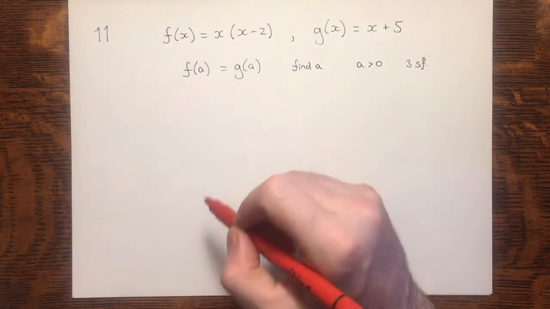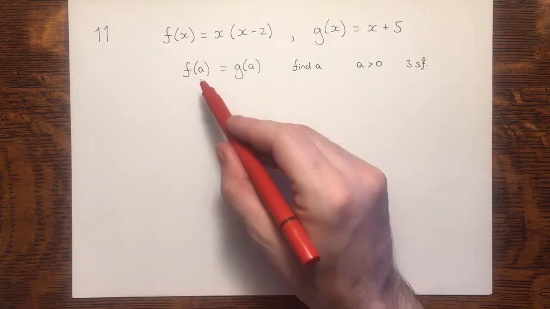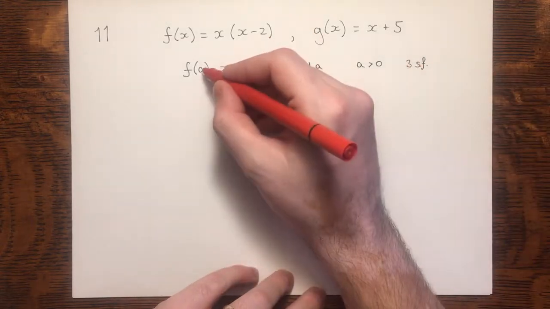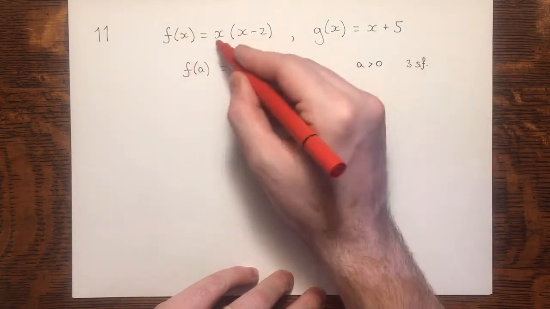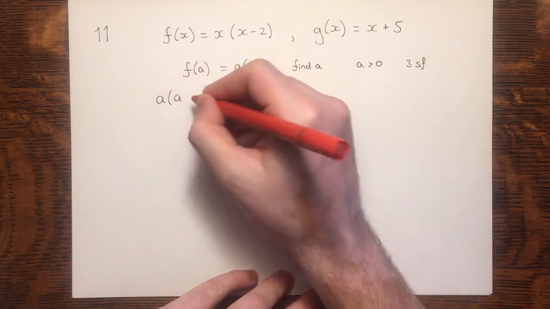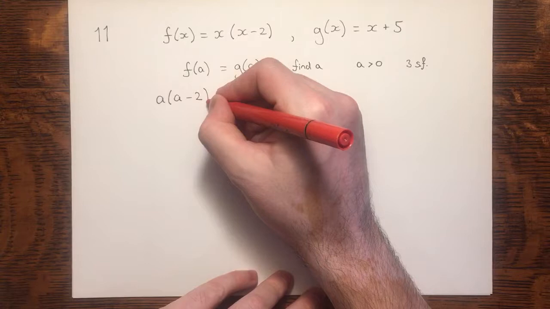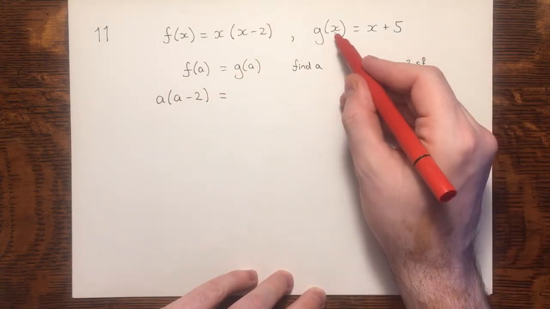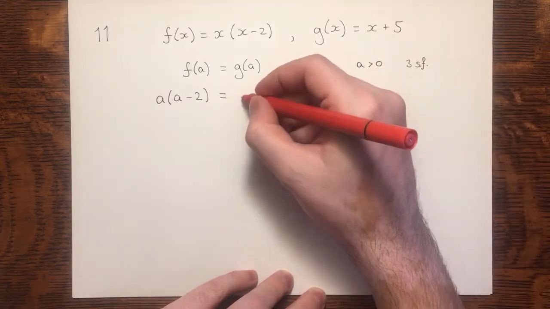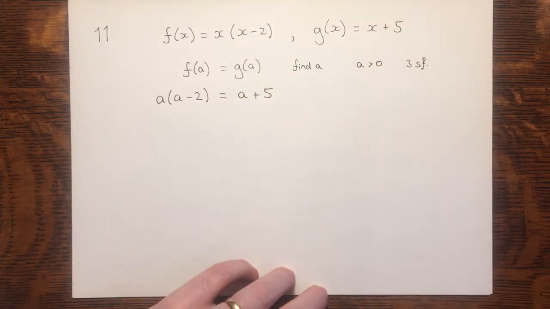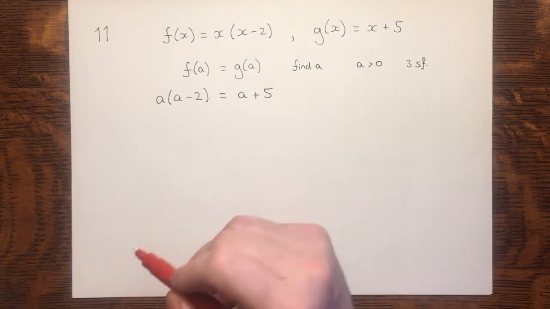So, since f of a and g of a are equal, let's substitute a into these equations and go about solving it. If a goes in here, it also goes in here, and we get a brackets a minus 2. Similarly for g of x, if x is a, a will go in here. Now we need to try and solve this.